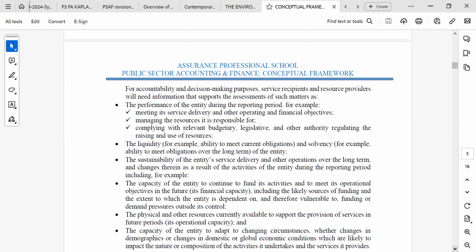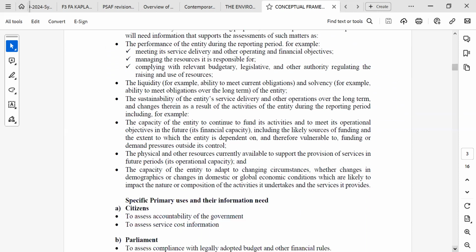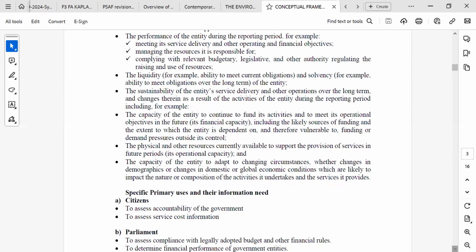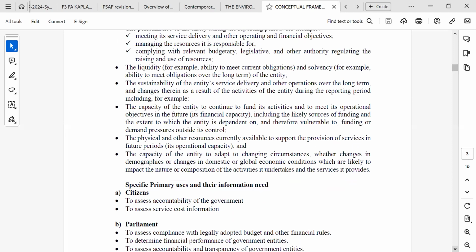All right. So you can also look at the financial capacity of the entity and see whether they are able to fund their operations for the future, looking at their financial position. You can take their cash flow position and see whether they have enough cash to finance their operations for the foreseeable future. So these are some of the assessments that the primary user can make out of the financial statements.